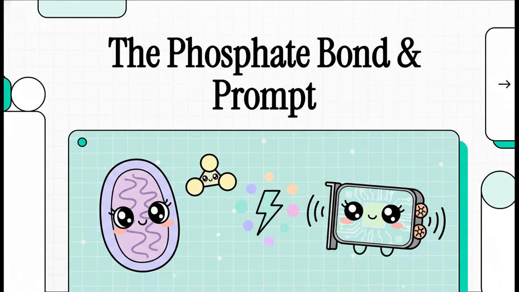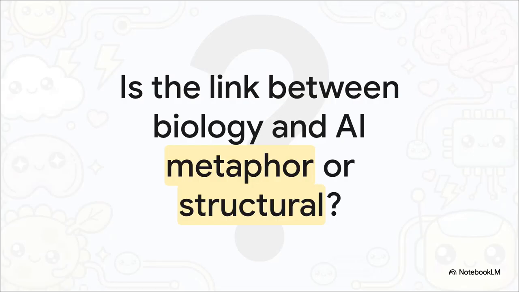Now, on the surface, you've got life and you've got silicon. What could they possibly have in common? So that's the big puzzle we're going to tackle. Is this whole comparison just a neat little analogy, a fun party trick for thinking about AI? Or is it pointing to something way, way deeper, a fundamental blueprint for how complex systems actually work? Well, let's dive in and find out.